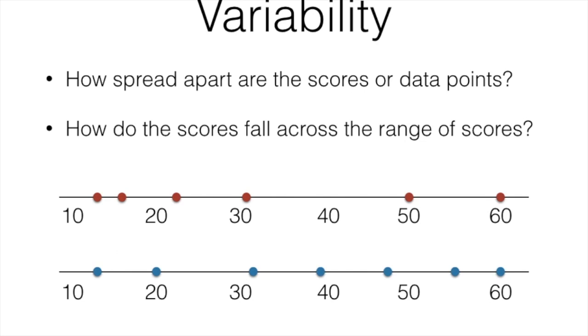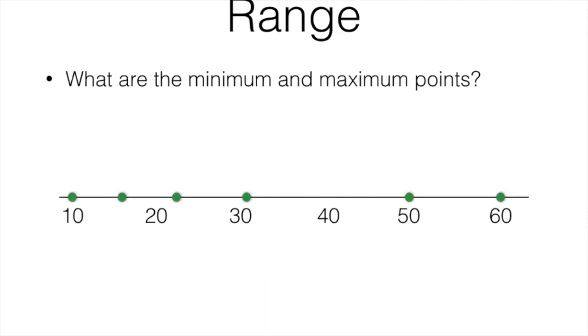When we're talking about variability, we are talking about how the scores are organized across the range. Look at the first number line with the red data points. There's a great deal of variability in where those points fall. Now look at the second number line with the blue dots. Those are very evenly dispersed across the range. All of this is part of describing the variability in a data set.